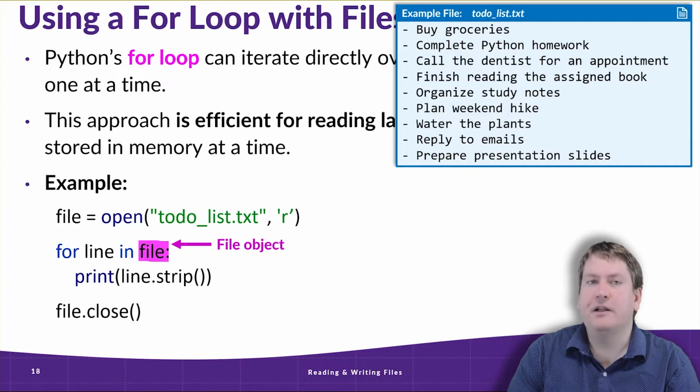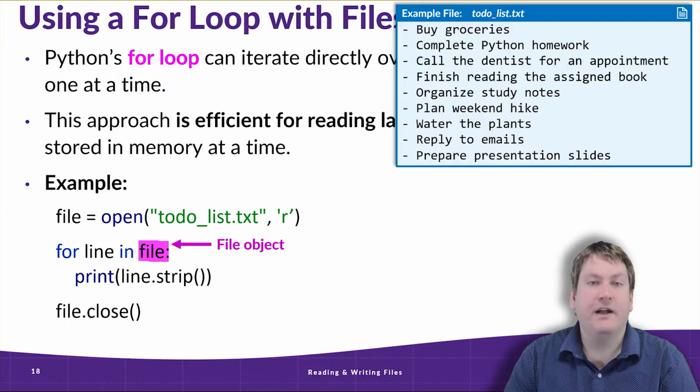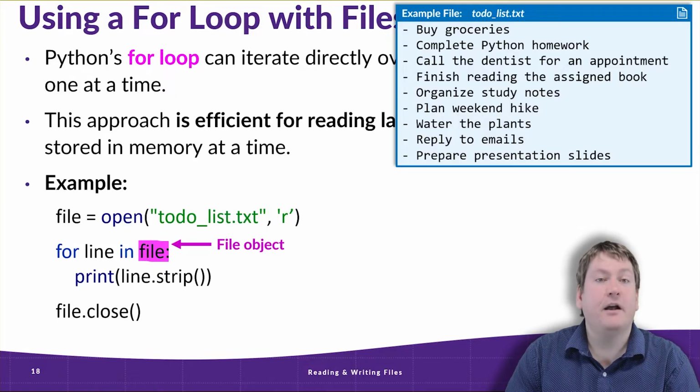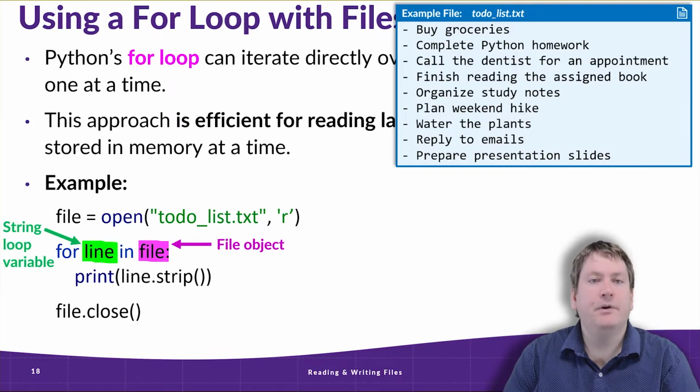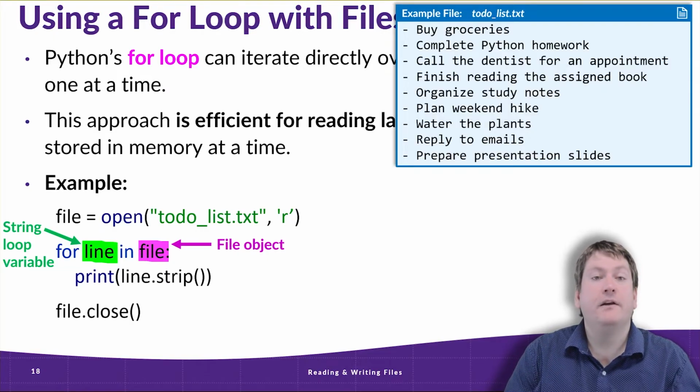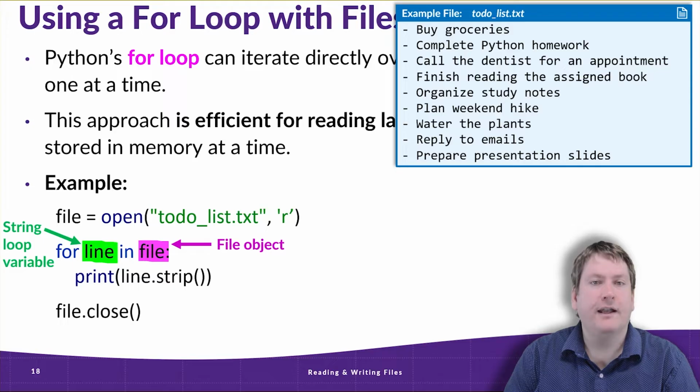So again, this doesn't have to be called file, it's just whatever the name of your file object is. And that is the object that's returned by the open function. So in this case, we stored the result of the open function in file, and then we use that in the for loop to say we're going to be looping through the lines in this file. Then the loop variable is going to be called line here. Again, you can call it whatever you want, but the loop variable is going to be set equal to the current line in the file.